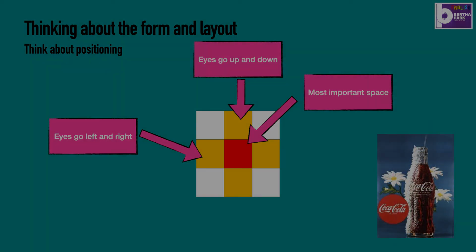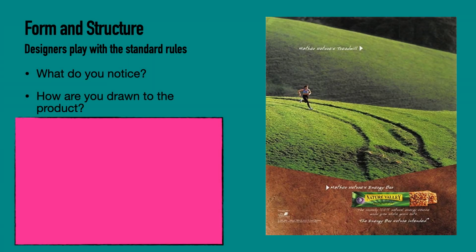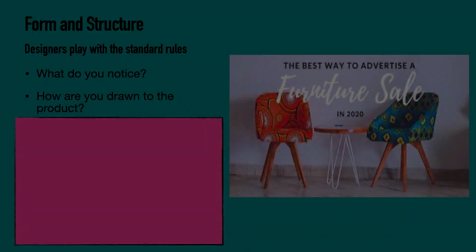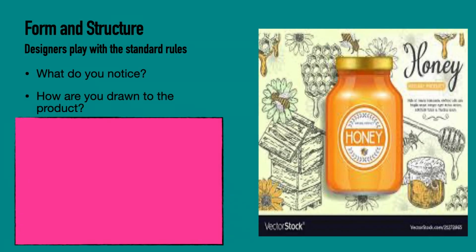But of course, designers play with the standard rules. So in the next few slides, you're going to get a picture of a poster that was advertising something. And I want you to think about maybe the main image that you notice and how you are drawn to it. So if it's a product, how are you drawn to it? So have a wee look through each of these in your OneNote. And remember to write down how you are drawn to something. Is it because it takes centre stage, or is it because there's maybe a line that takes you somewhere? Whatever it is, all ideas are valid as long as you can support what you're saying.